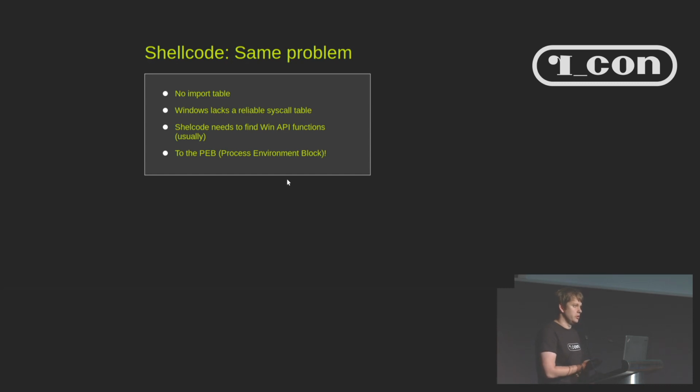Windows shellcoders don't have the PE structure to allow them to have an import table. They also, Windows lacks a reliable syscall table. It changes between versions, so most of the time shellcoders want to discover the Windows API in order to be version agnostic for their shellcode to work in more situations. The way that shellcoders do this, and the way that this malware was doing this, is by parsing the process environment block.